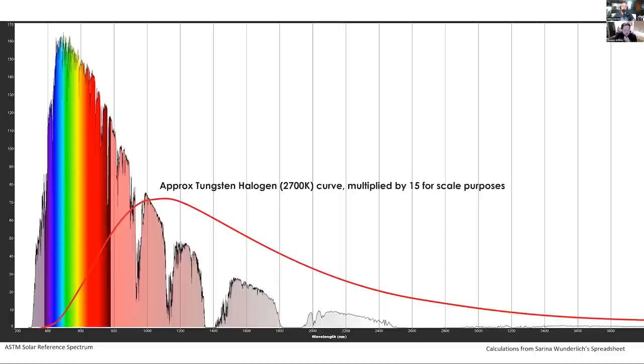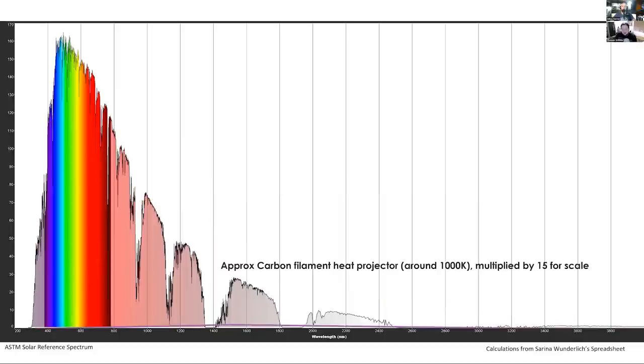And if we compare that to another really popular lamp on the market, the deep heat projectors that people use on leopard geckos and smaller animals, the spectrum you would get off that is the same thing. It's a carbon filament rather than a tungsten filament, but it works pretty much the same way. It's a bit cooler again, about 1,000 Kelvin. And that looks like this. Now, that's it right there.